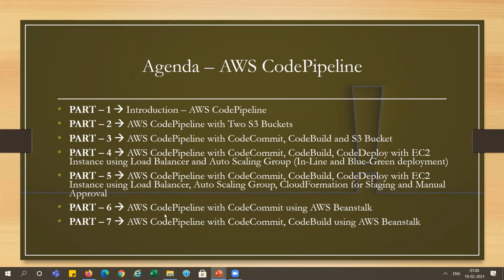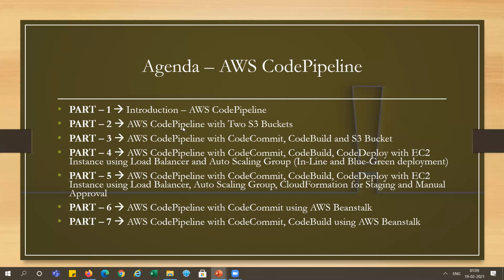And in the next video, we will discuss the AWS CodePipeline with CodeCommit and deploy to AWS Beanstalk. We are using Beanstalk directly from the CodeCommit, and later in part 7 we will use CodeBuild as an additional thing. Step by step, I'm trying to create this video. This is an introduction. I will give you a brief flow of what we will discuss in the next videos of this series.